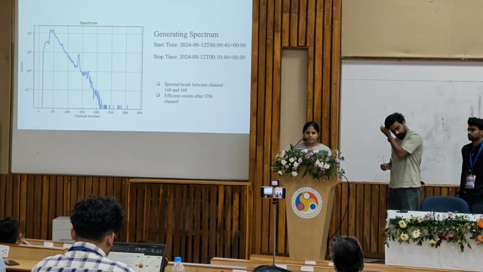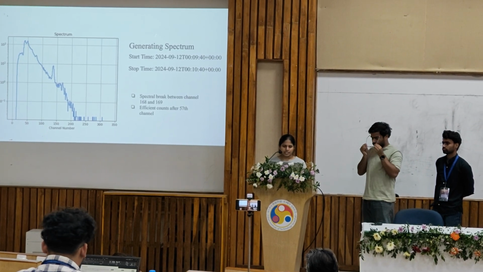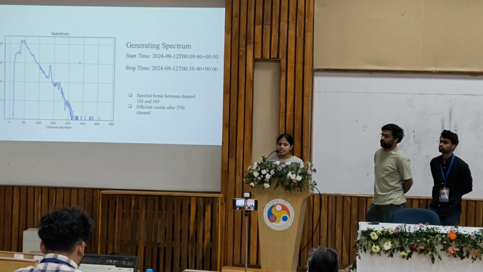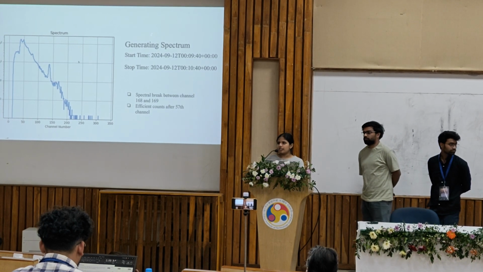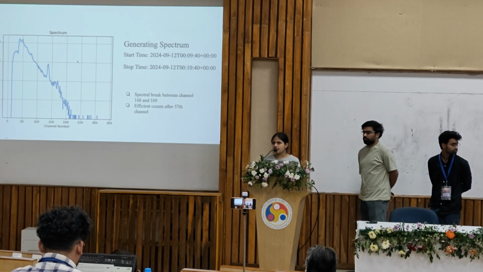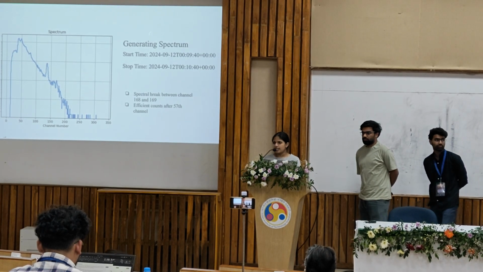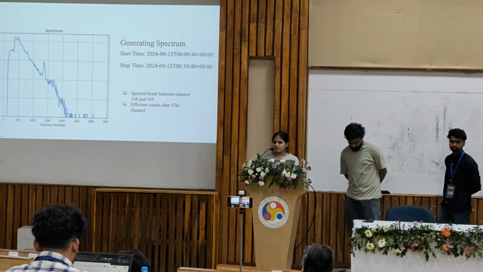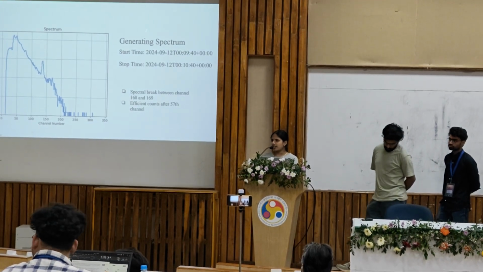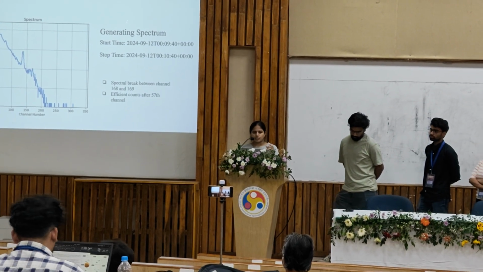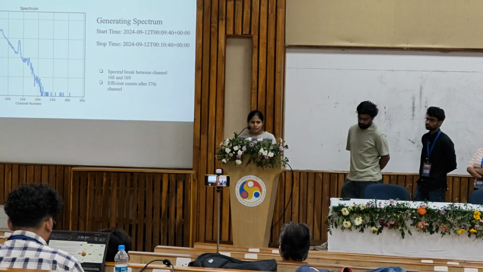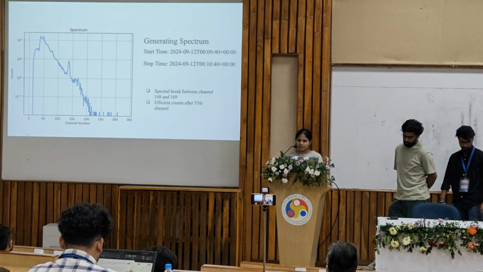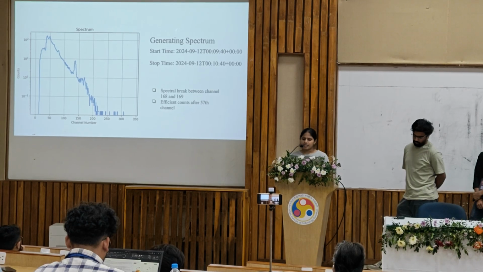If you analyze this flare properly, at one of the places we have some spectral breakdown. That is because the channel changed from 168 to 169. We have a binning difference: from channel 1 to channel 168 we have one binning, and from channel 169 to 340 we have another one. Due to this change, there is a small spectral breakdown at around channel number 165.